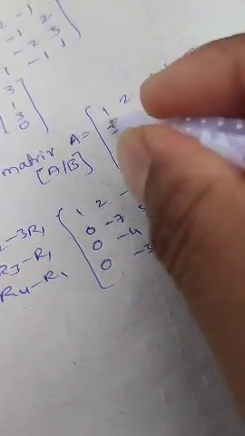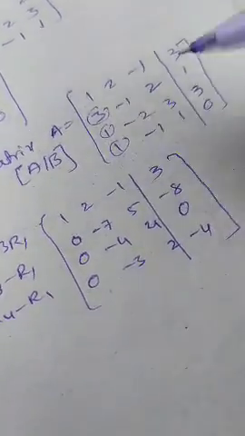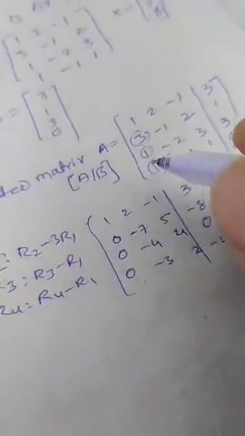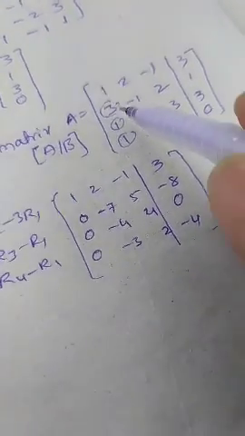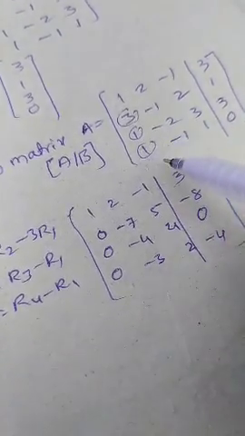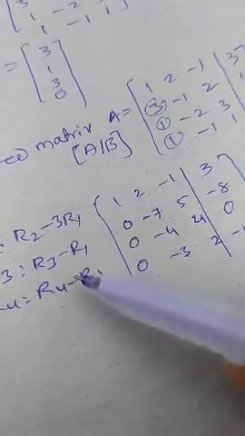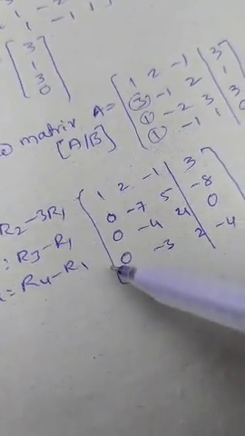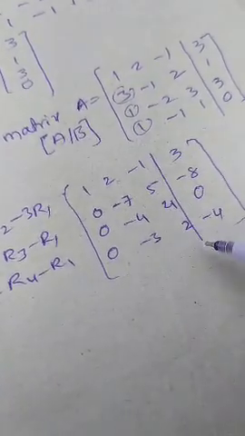Now we should make 3, 1, 1 as zeros to convert into row echelon form. I am going to convert into row echelon form to get the rank, right? I am using the first row to make these three elements zero. So R2 minus 3R1, R3 minus R1, R4 minus R1. So you will get these rows.